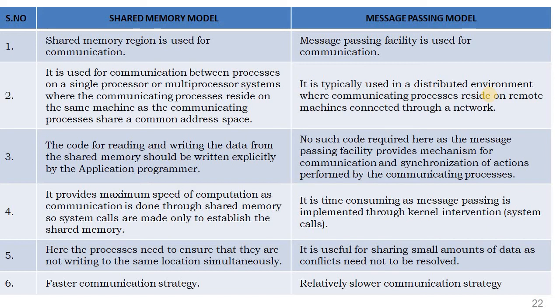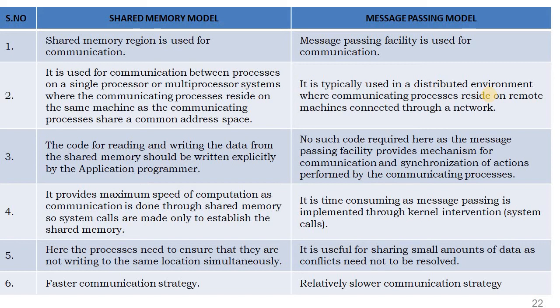Two system calls are made only to establish the shared memory, but the message passing model is time consuming as message passing is implemented through the kernel. So in the shared memory model, the kernel is not involved, that is why you can utilize the maximum speed up of computation. But in the message passing model, the kernel is involved, that is why you cannot achieve the maximum utilization of the speed up from the system.